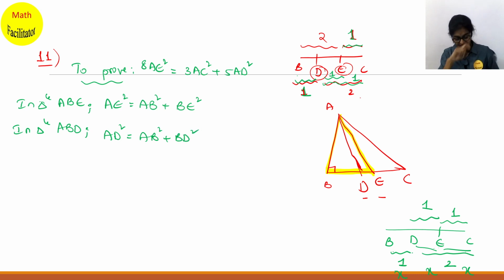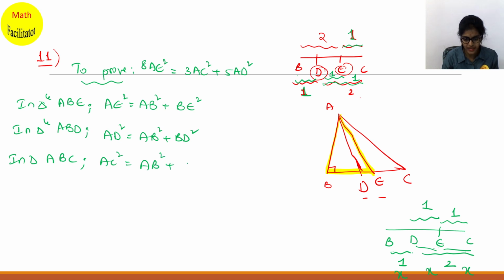Now let's take one more triangle. What is that? Another triangle you have is ABC. So in triangle ABC, the bigger triangle, what will you get? AC square is equals to AB square plus BC square. So three right angle triangles are formed, so three Pythagoras theorems are written.